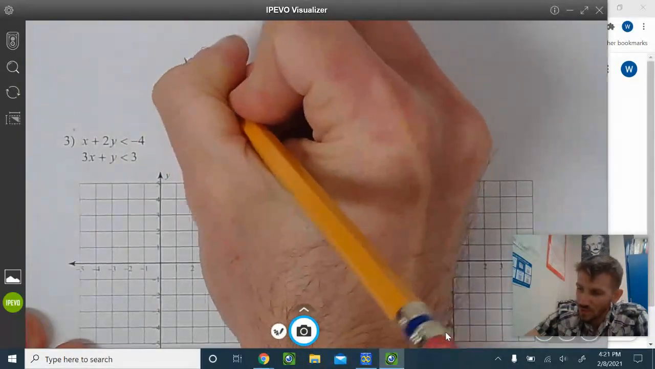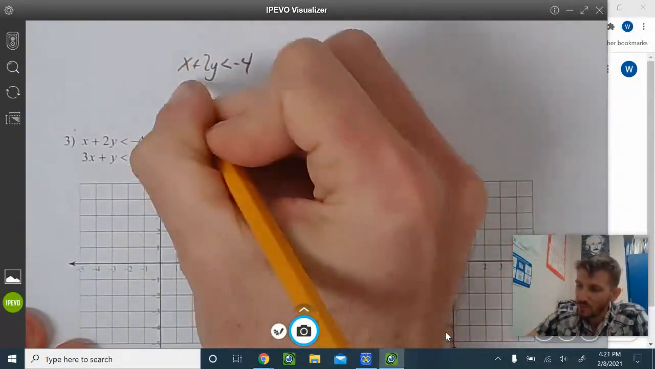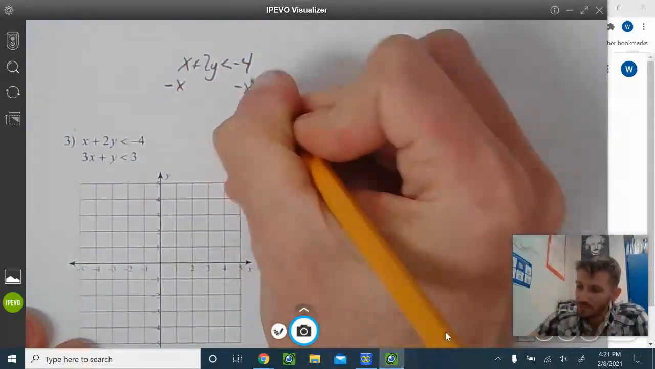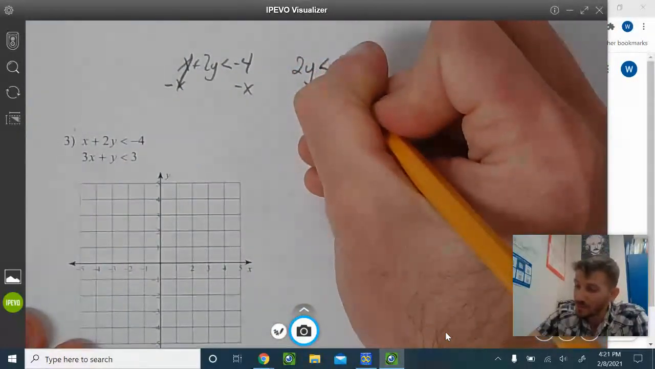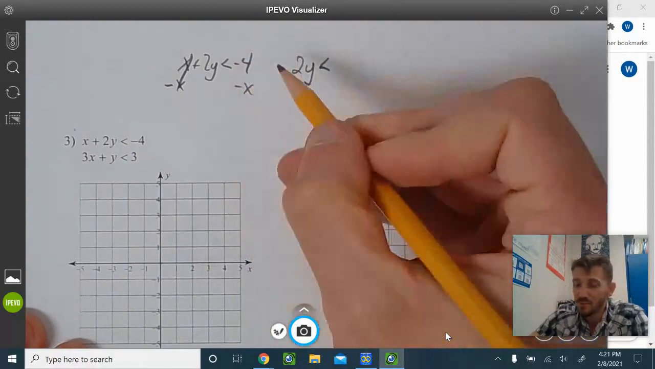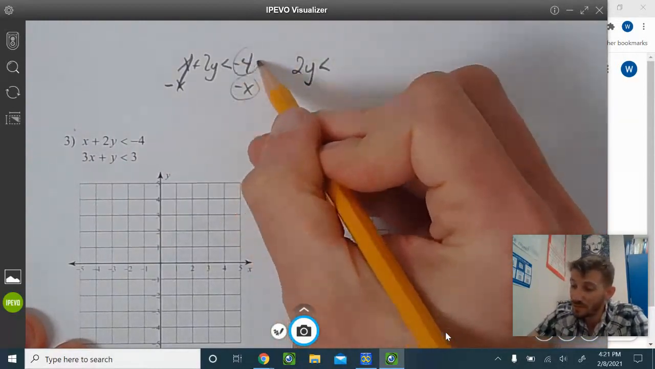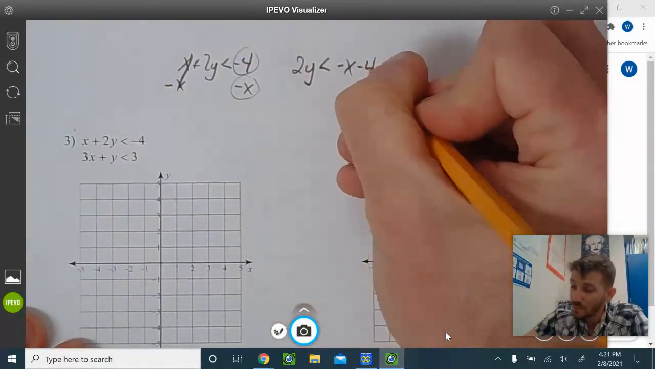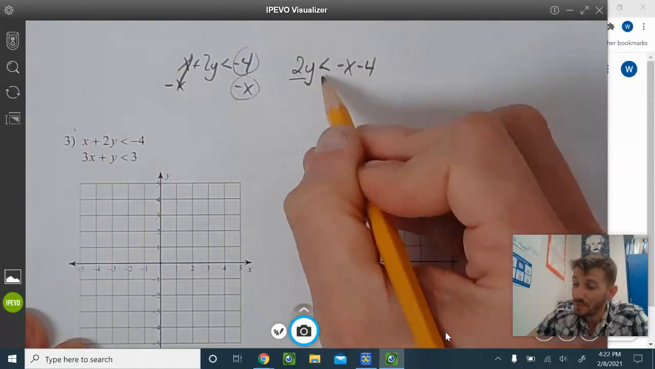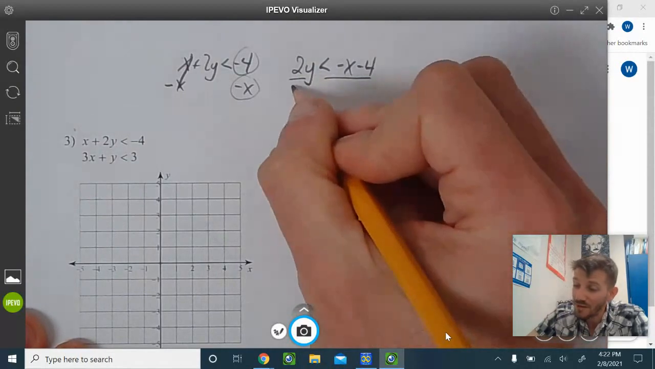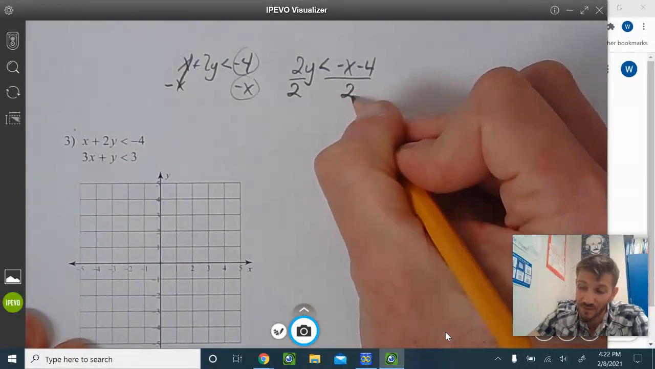x plus 2y is less than negative 4. Well, I would first subtract x from both sides, leaving me with 2y is less than negative x. Remember, two separate pieces, negative x minus 4. And then I would divide both sides by 2 to get y by itself. Now remember this step, if you ever multiply or divide by a negative number, the sign flips.